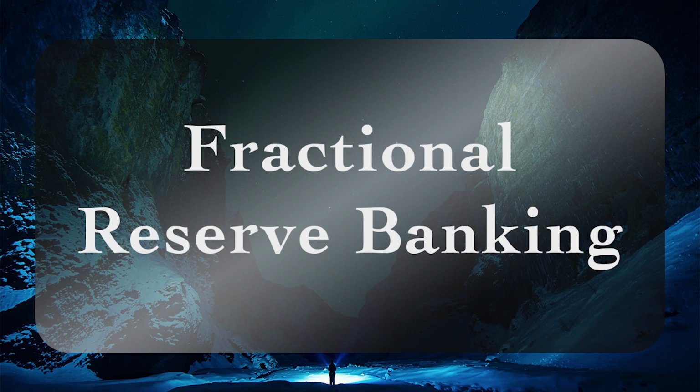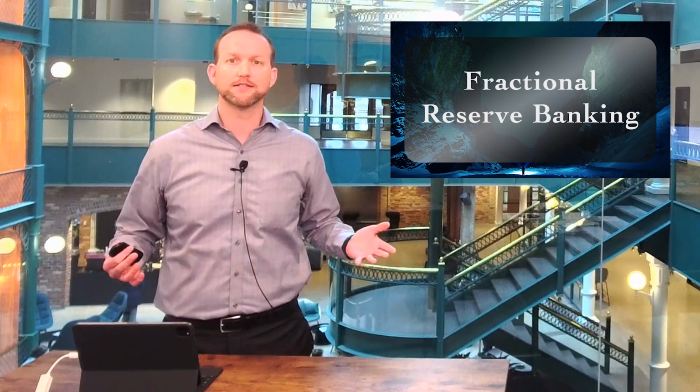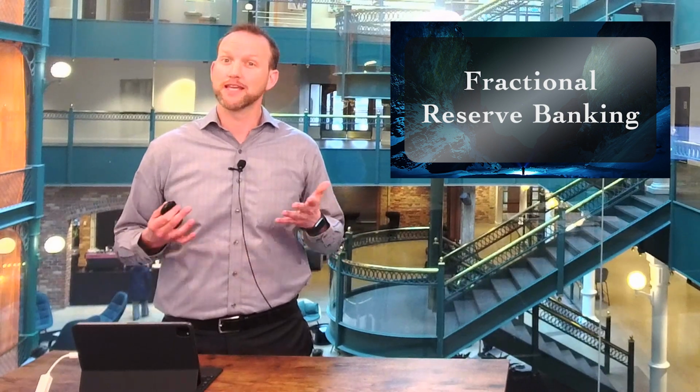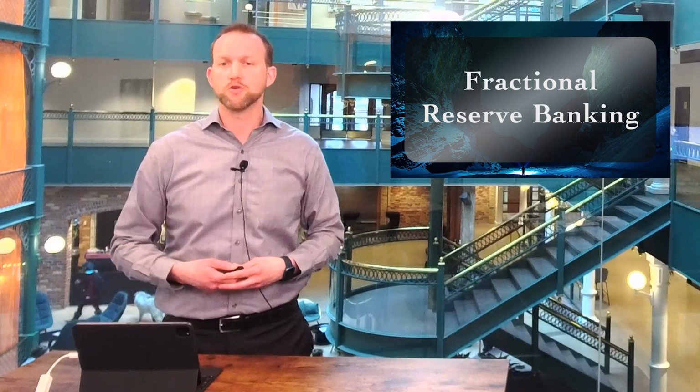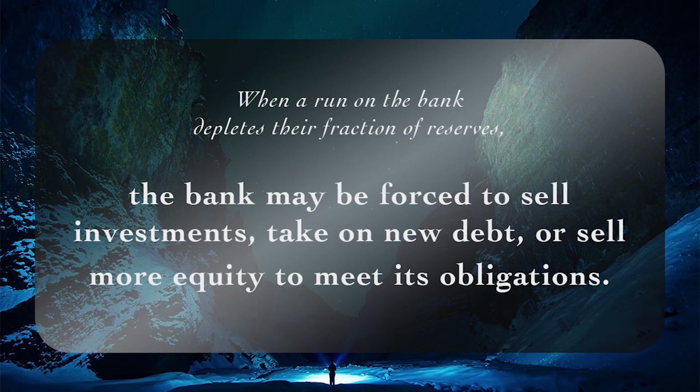Our banking system uses a fraction of its reserves as collateral for lending. This framework is called fractional reserve banking. Not all the deposits that a bank takes in are readily available for withdrawal because they typically invest or lend out the majority. When a run on the bank depletes the fraction of reserves, the bank may be forced to sell those investments, take on new debt, or sell more equity to meet its obligations.